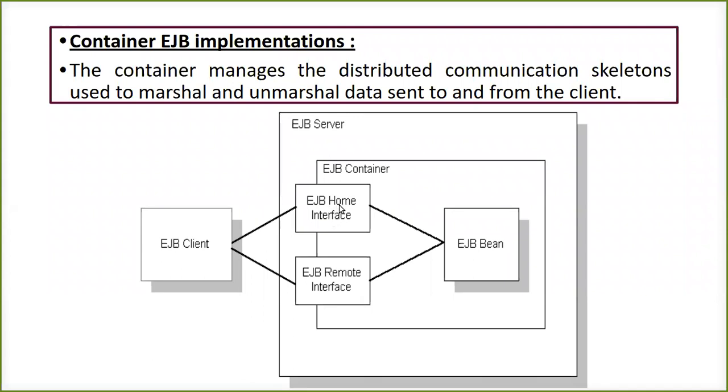From the home interface, it is passed to the remote interface where the marshalling and unmarshalling is going to happen. So if the request comes to the home interface from the EJB client, from here it is passed to the EJB remote interface where the marshalling of the request happens, and it is passed to the EJB bean. Once the response has been generated, it comes back to the remote interface. Unmarshalling happens for the client and it is sent back to the client. Okay, so I hope you have understood this EJB container.